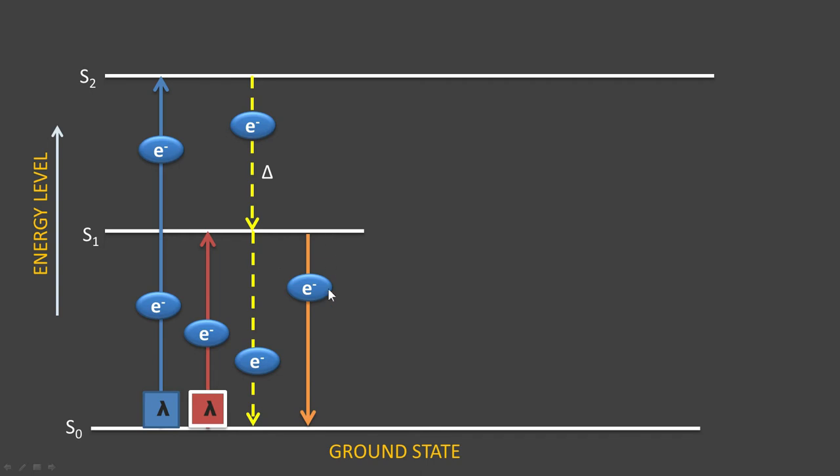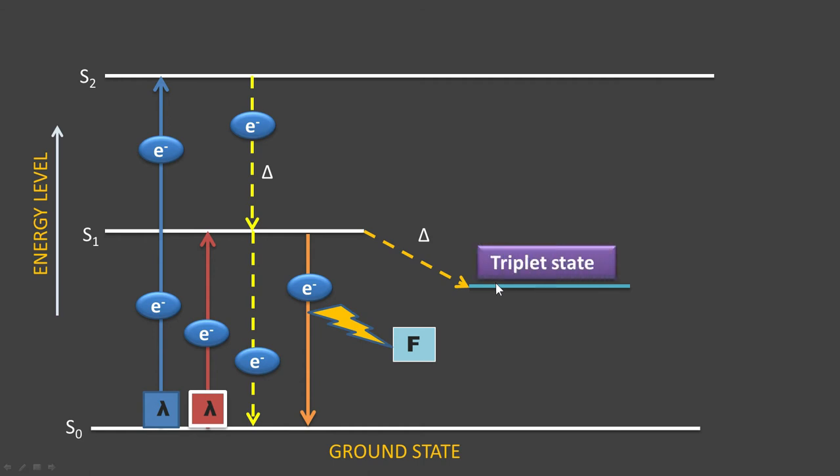From S1, when the electron comes back to the ground state, it releases its energy in the form of light, which is known as fluorescence, or it may emit some amount of heat and stay in a metastable state, which is known as the triplet state.